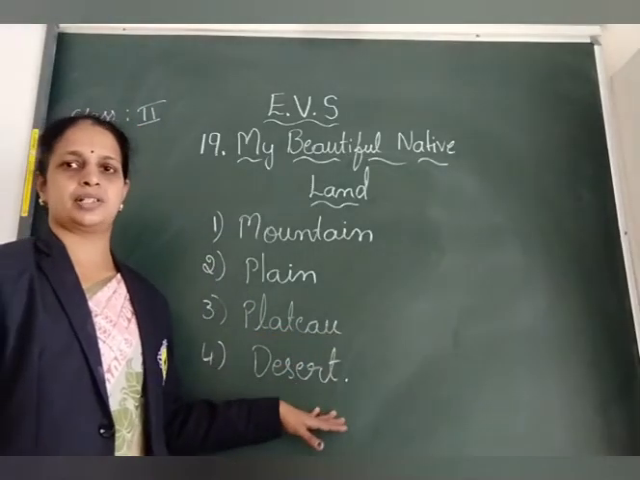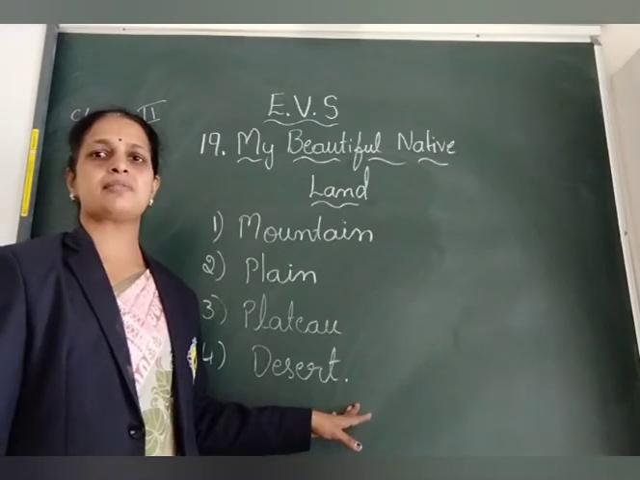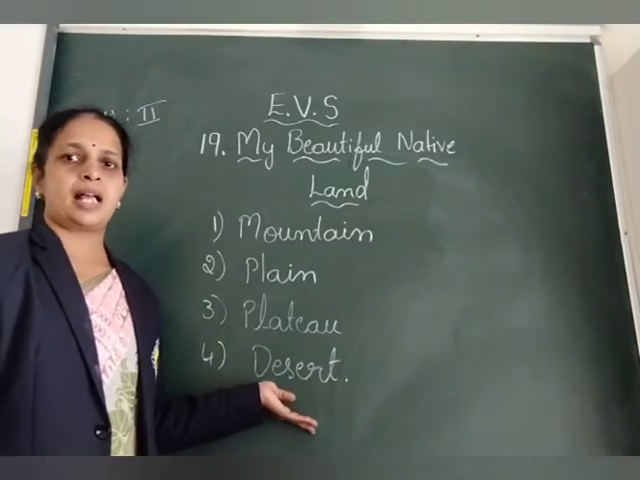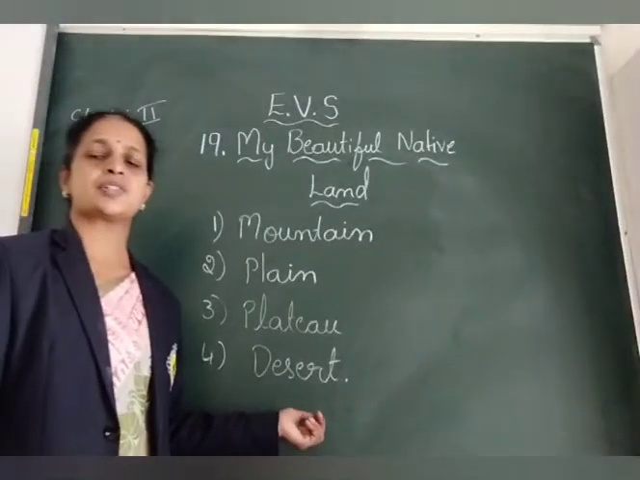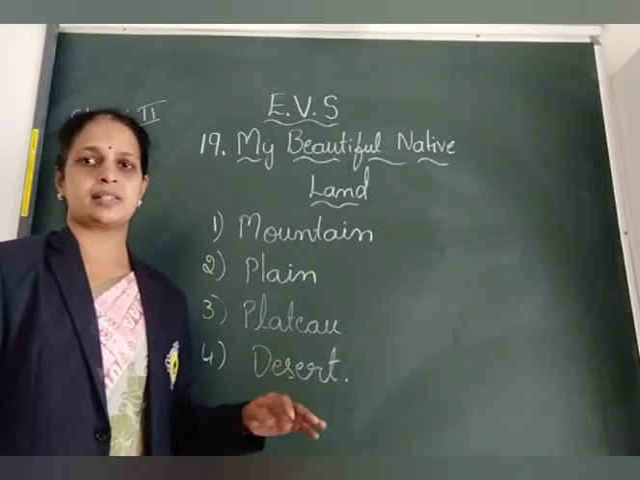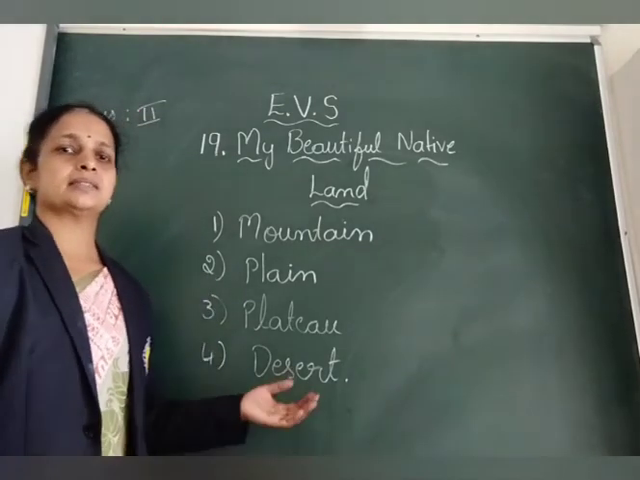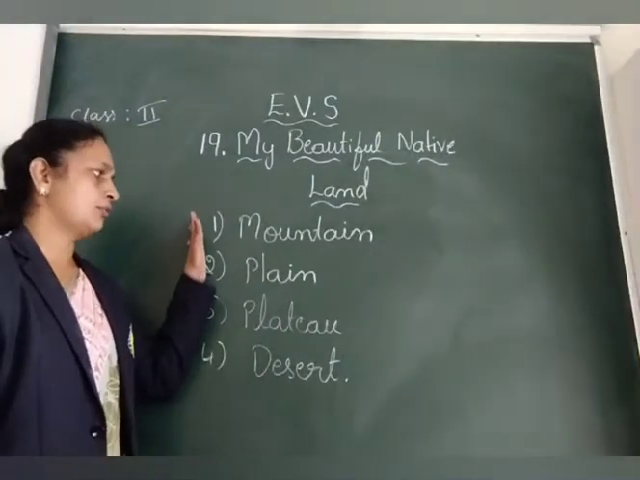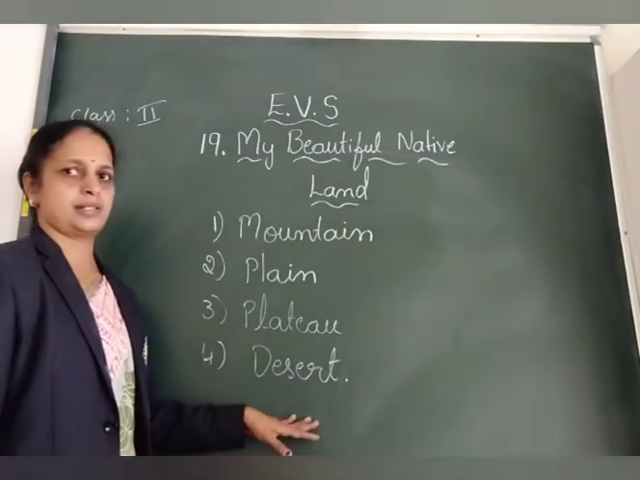Next comes the desert. A desert is a place where you will not find much rainfall, or you can say very less or no rainfall. Very rarely this place will get rain. As a result, here you cannot expect many people. So population is very less, and this desert is made up of sand. Here we cannot grow many plants. For transportation we will use a camel. A camel is good for traveling in the desert. These are the four landforms: mountain, plain, plateau, desert.